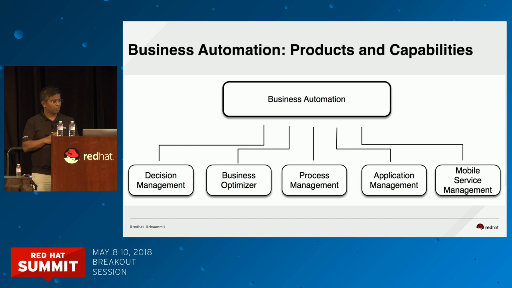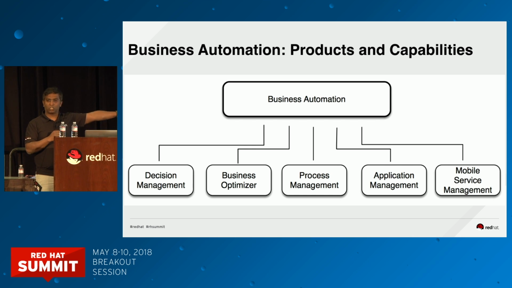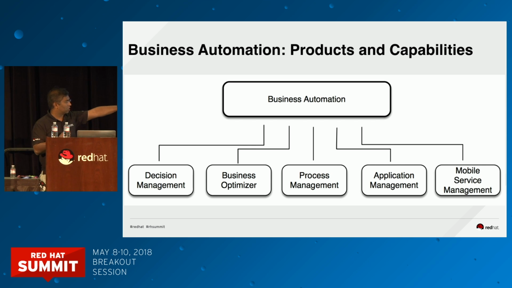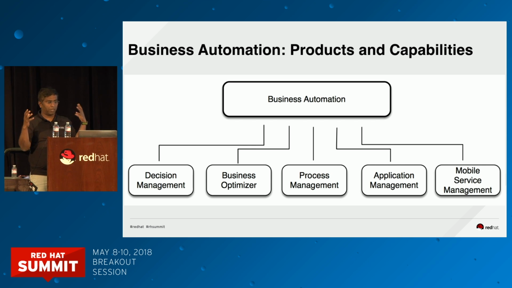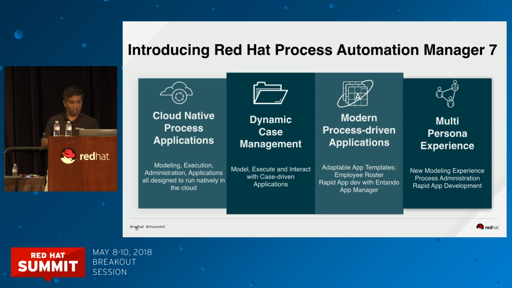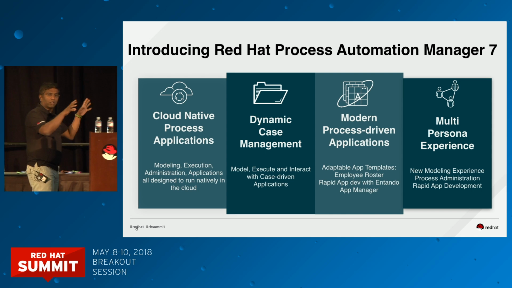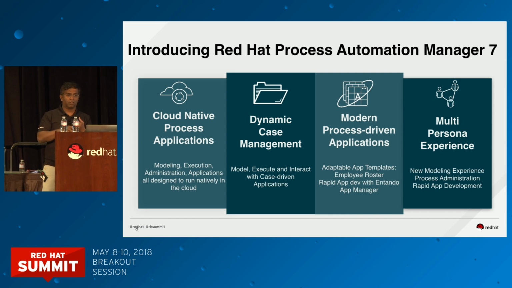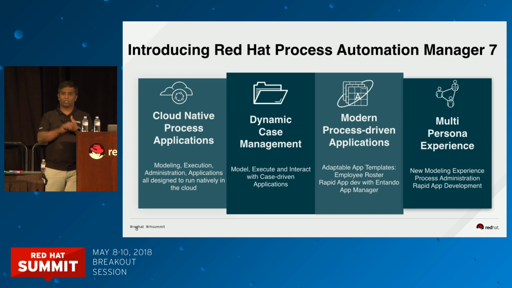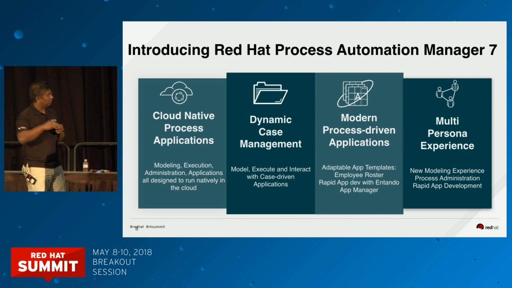And in the near future, we also intend to provide the mobile service capability out of the box in our BPM portfolio. A couple of months ago, we rolled out our first product out of this portfolio, called Red Hat Decision Manager, which included decision management and the business optimizer capabilities as one product offering. And in a few weeks, we'll be announcing a new product called the Red Hat Process Automation Manager. That's going to include all the capabilities that we talked about: the decision management, the process management, the optimizer, the application manager, and the mobile services capability in the near future.